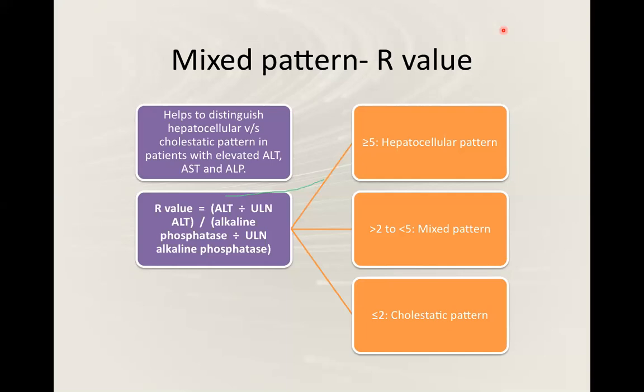Typically, a hepatocellular pattern will give you an R value of greater than 5. And if you get a 2 to 5, then you call it a mixed pattern where there may be an overlap between both cholestasis and hepatitis. And then below 2 is usually a pure cholestatic pattern. So understanding the pure hepatocellular and pure cholestatic pattern may help us to direct the investigation.